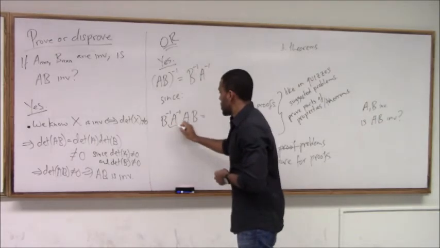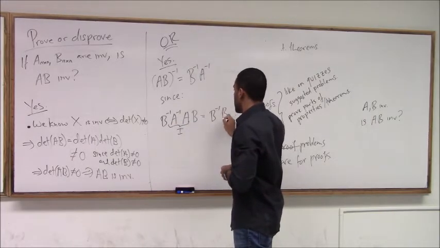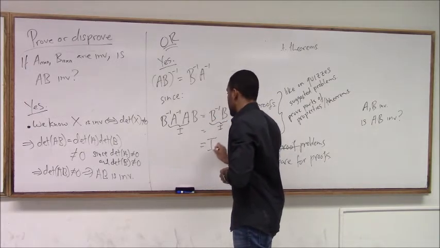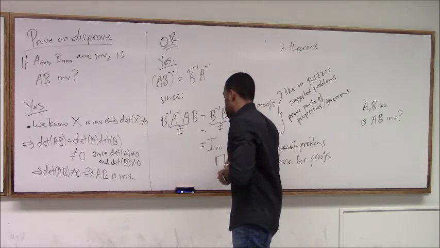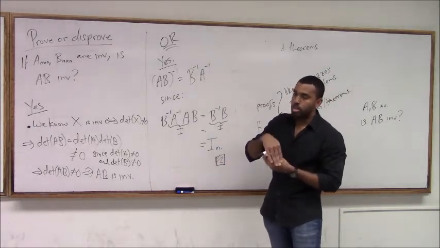You get the identity. So this guy would give me the identity, so that would become B inverse B. And this guy gives me the identity, so that just equals the identity. And so that would end the proof. Right? Something is an inverse if you multiply it by the other matrix and you get the identity.